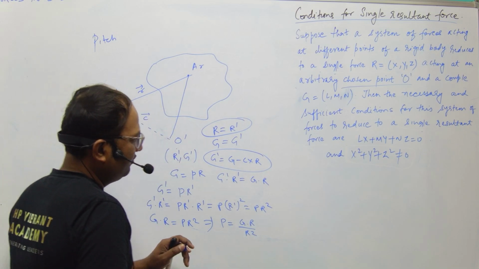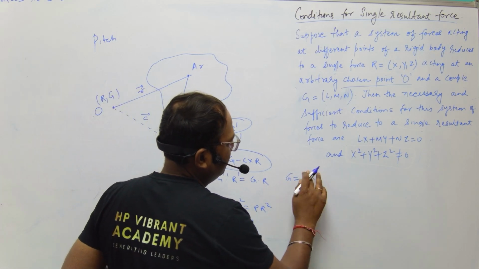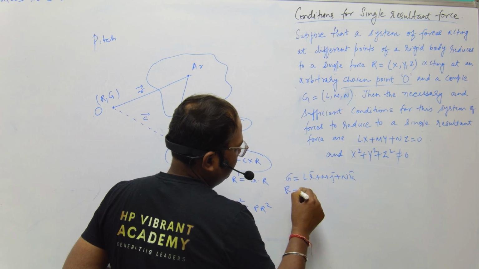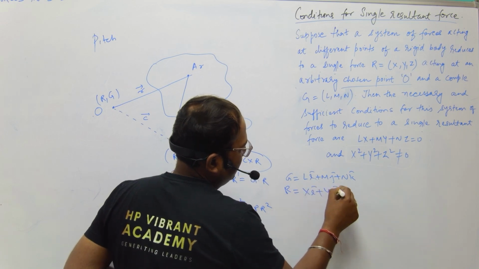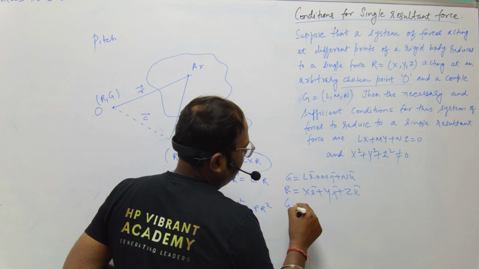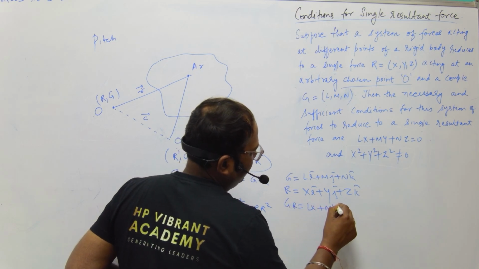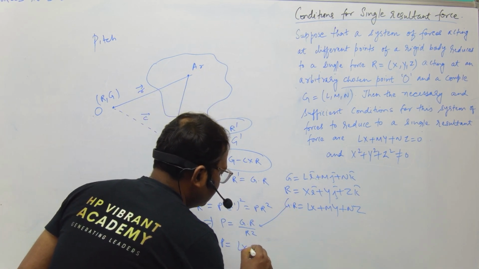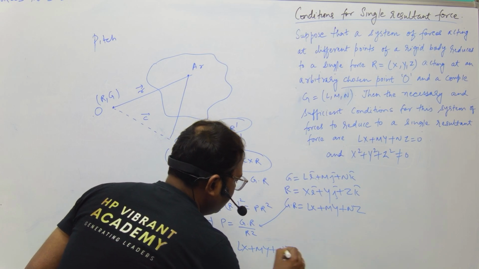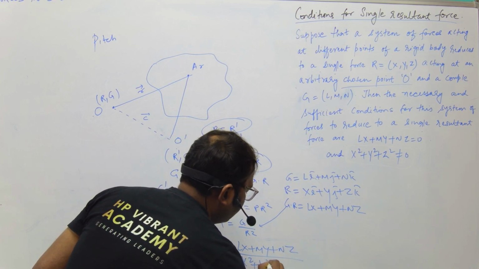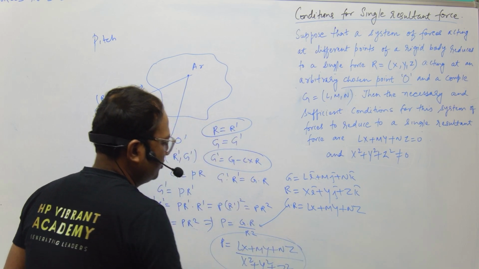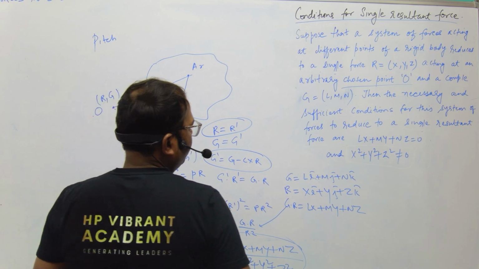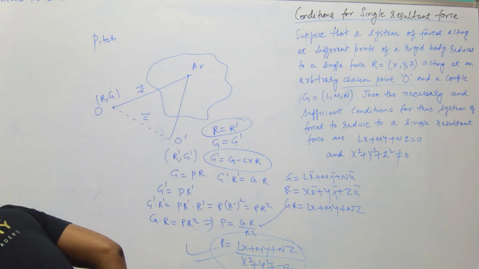We have the value of G as G is equal to L i cap plus M j cap plus N k cap, and R is equal to X i cap plus Y j cap plus Z k cap. So G dot R is equal to Lx plus My plus Nz. Let us place the value here. So pitch is equal to Lx plus My plus Nz upon x square plus y square plus z square. This is the value of pitch. Now let us proceed further with the discussion of questions.